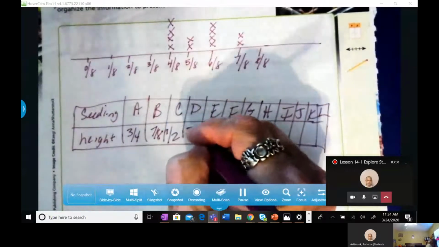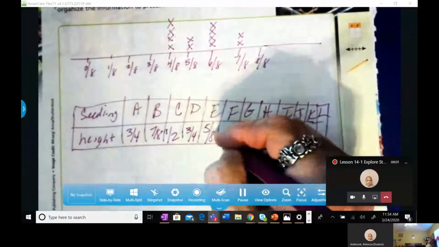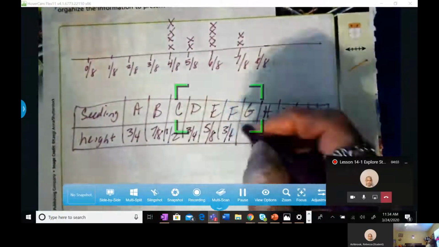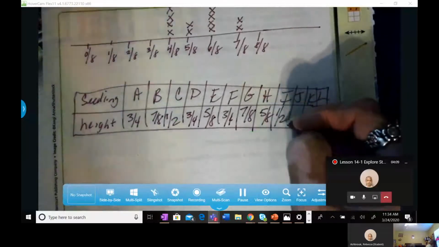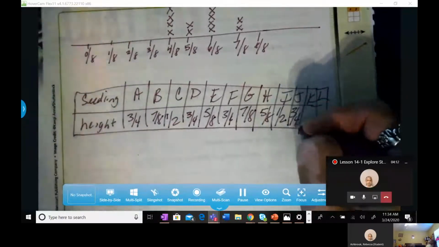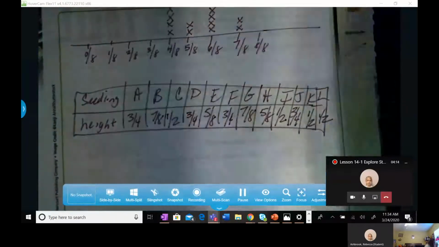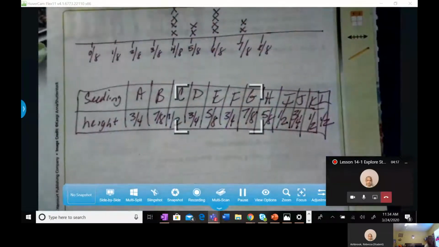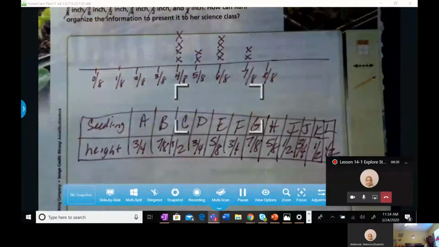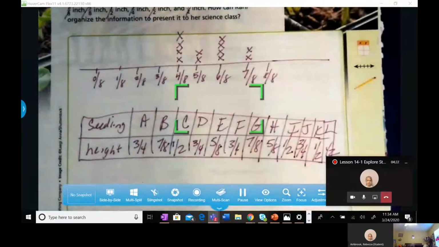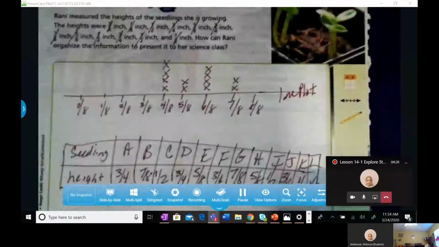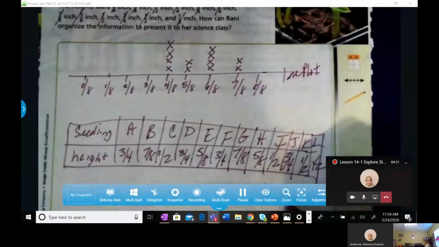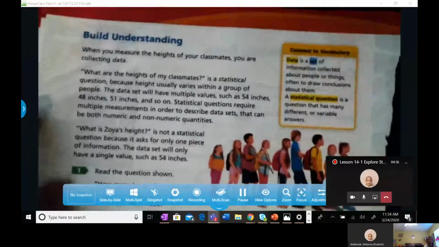7/8, 1/2, 3/4, 5/8, 3/4, 7/8, 5/8, 1/2, 3/4, 1/2, and 1/2. So that would be the way that she could do the data to present it to the class. So either one of those methods would be okay. This is called a line plot, and this one is just basically a table of information. All right, so let's move to the build for understanding, and let's look at our vocabulary.